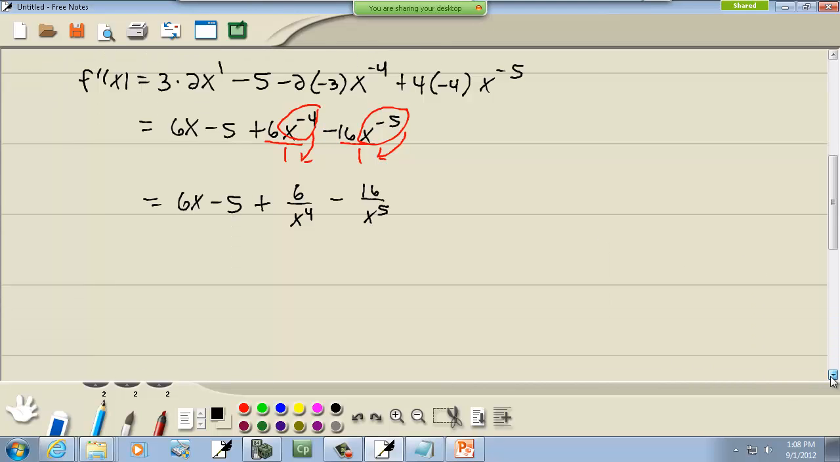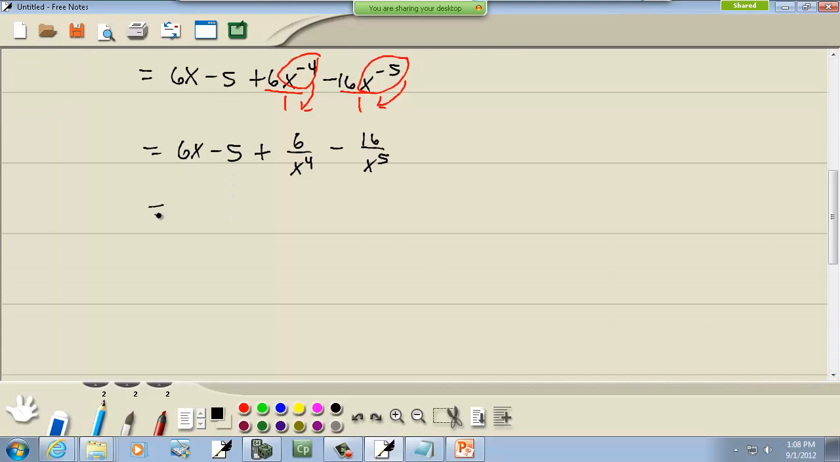Now we want to simplify this. I'm guessing this is what the book's doing. Sometimes they do, sometimes they don't. But if we're going to add or subtract fractions, they should all be fractions. So that's easy. I'll put 6x over 1, 5 over 1. Now our common denominator would be x to the 5th. So I'm going to rewrite each of these with that new denominator.